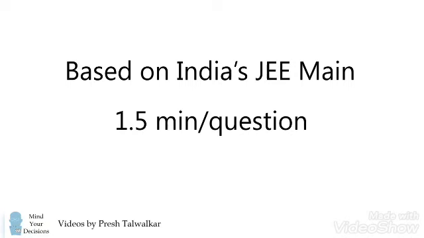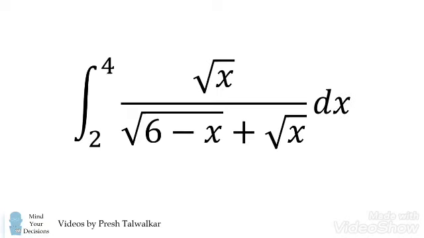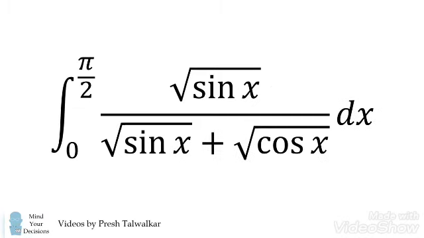How many you can solve. Problem 1. The integral from 2 to 4 of the square root of x all over the square root of 6 minus x plus the square root of x. Problem 2. The integral from 0 to pi over 2 of the square root of sine of x all over the square root of sine of x plus the square root of cosine of x.